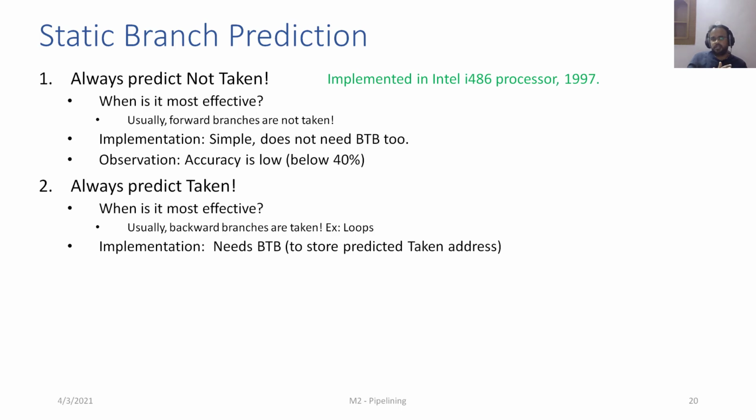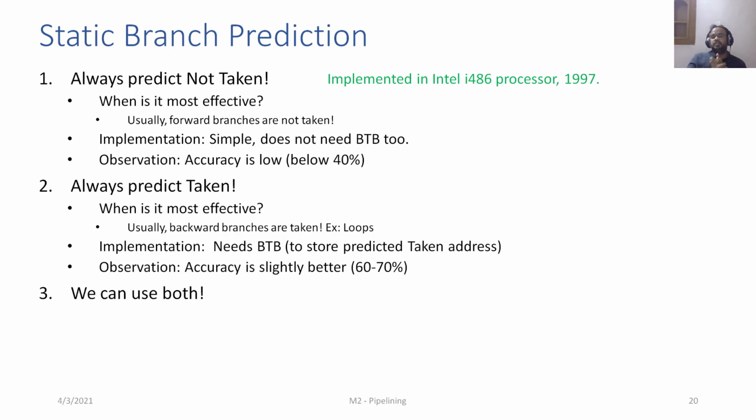And the implementation of always predict taken needs the help of the BTB also, because we need to keep a store of all the target addresses. And when compared to the always predict not taken mechanism, always predict taken was slightly better. So the accuracy improved from 40 to nearly 70.